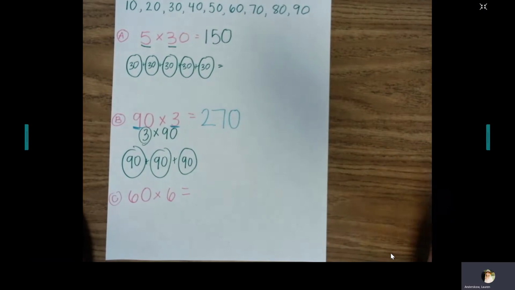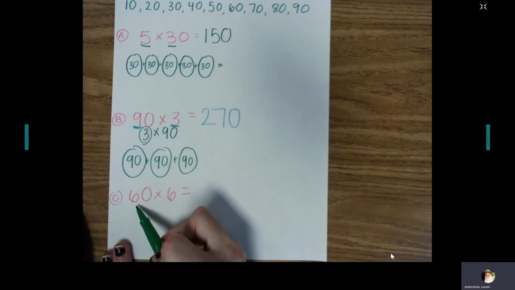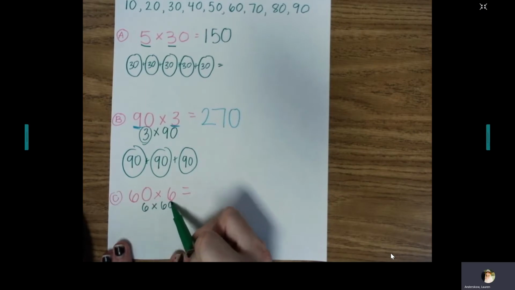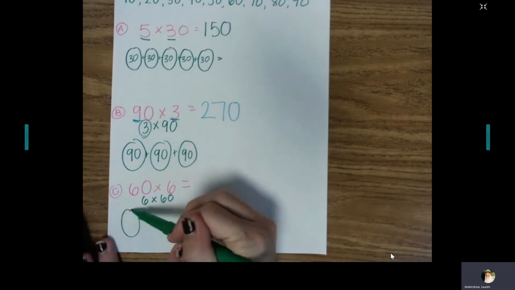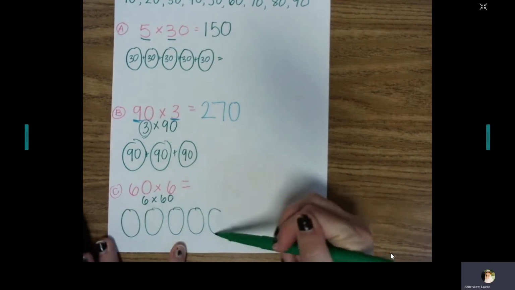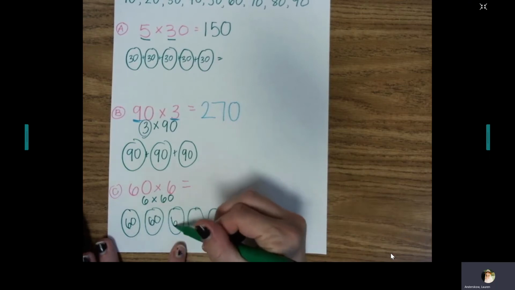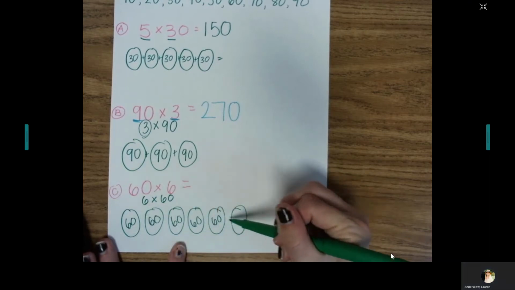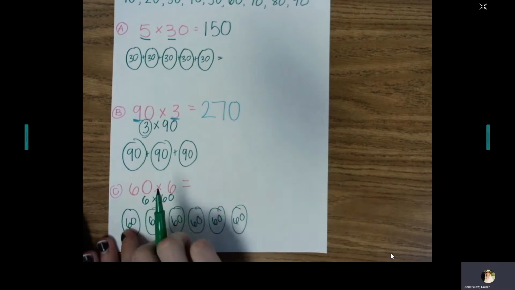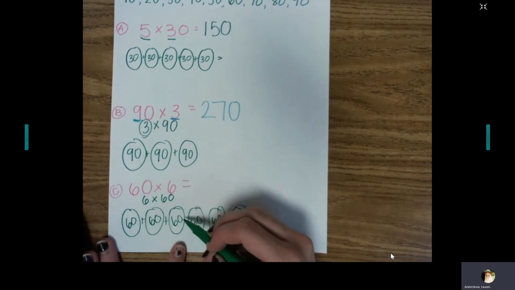Okay. All right, let me show you one more. 60 times 6. So I don't want to draw 60 circles. I'm going to be here forever. So I'm going to use the commutative and rewrite. So now I need 1, 2, 3, 4, 5, 6 groups. And there is 60 in each. Okay, so I can add all of these together. That's one strategy.